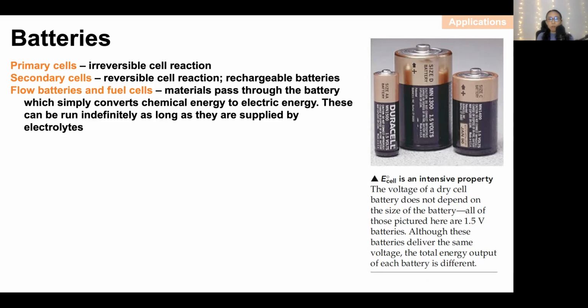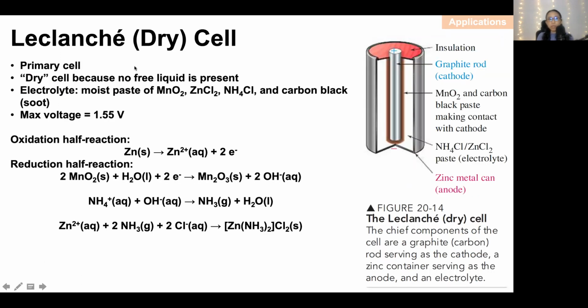And we also have flow batteries and fuel cells. These flow batteries just need a supply of a certain electrolyte, and this electrolyte will pass through the battery, and the chemical energy stored in your electrolyte will be converted to electric energy. So we will discuss primary cells. First, let's go to the dry cell, or the Leclanche dry cell. It's called dry because there is no free liquid present. Although you have a paste inside, you don't have a liquid state component.